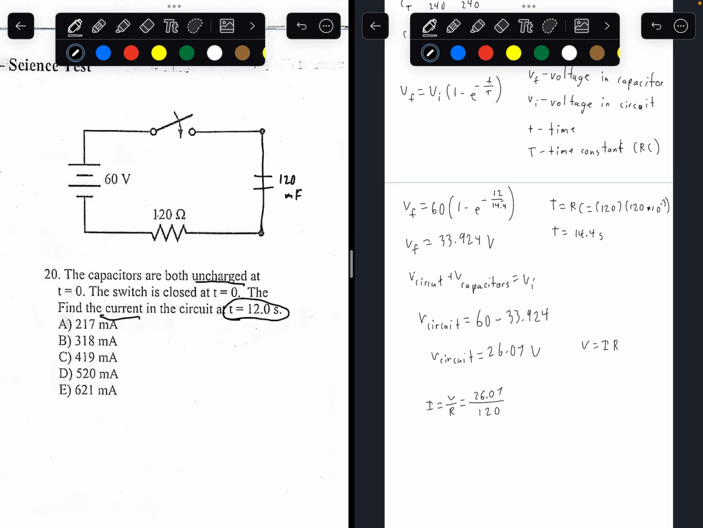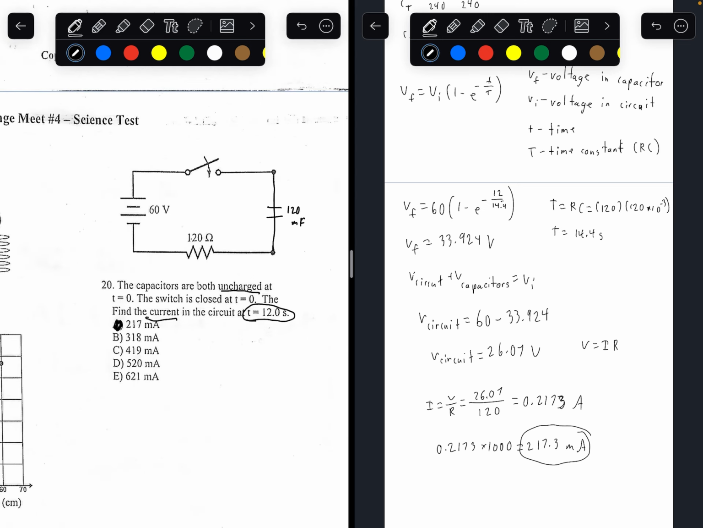So V over R is equal to that number divided by 120. You would get 0.2173 amps. And you want your answer to be in milliamps, so you convert amps to milliamps. Anytime you're converting base to milli, you're multiplying by 1,000. 0.2173 times 1,000 equals 217.3 milliamps. So the answer to this question would be A, 217 milliamps.